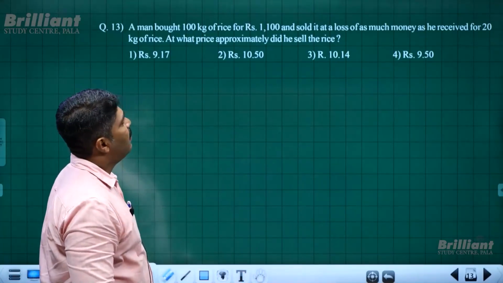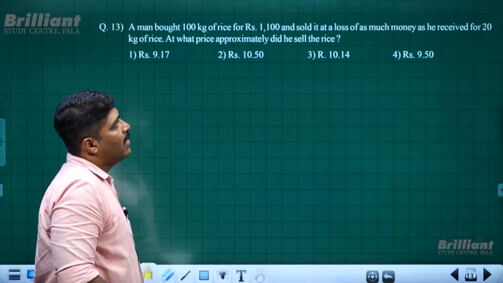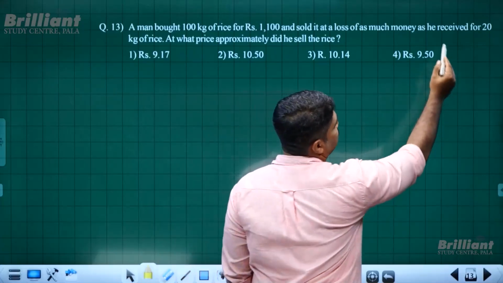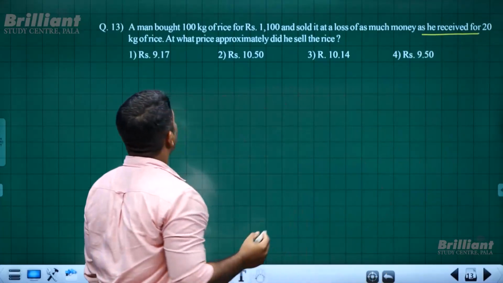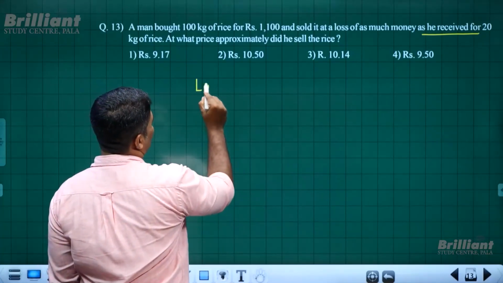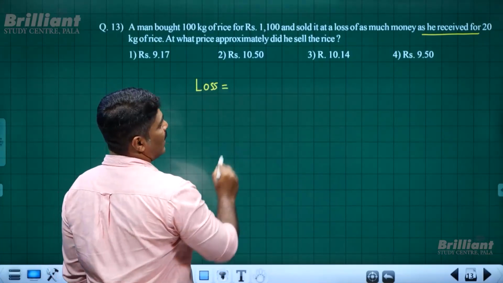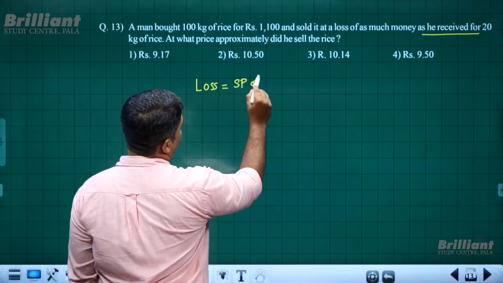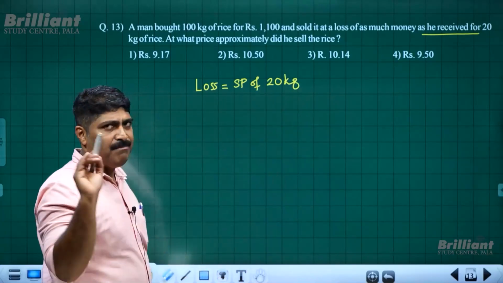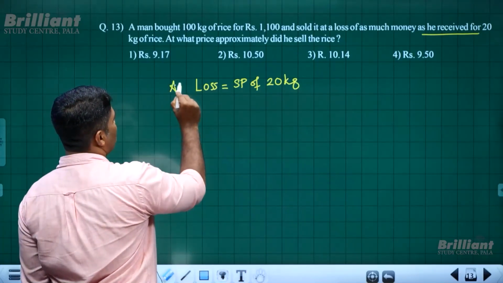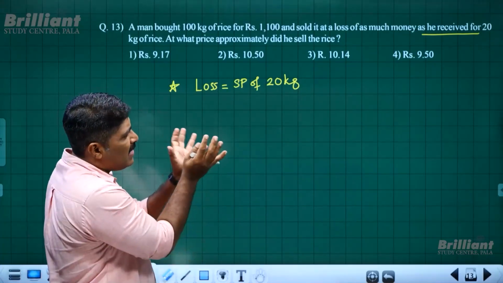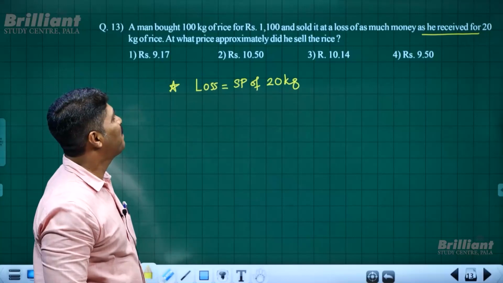A man bought 100 kilogram of rice for rupees 1,100 and sold it at a loss as much money as he received for 20 kilogram of rice. What is the concept here? Here the loss is the selling price of 20 kilogram. That's a very important key point here. Here the loss is the selling price of 20 kilogram. You have to understand that concept clearly from this statement.